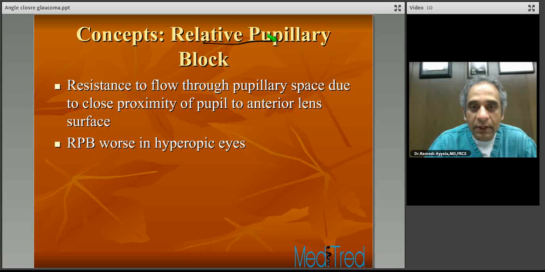What is relative pupillary block? It's the resistance to flow through the pupillary space due to close proximity of pupil to the anterior lens surface. When we say resistance to flow, this is the flow of the aqueous through the pupillary space from the posterior chamber into the anterior chamber due to the proximity of pupil to the anterior lens surface. Now, this resistance is worse in hyperopic eyes, and let's see the reason for that. I think I now have a nice schematic to explain this.